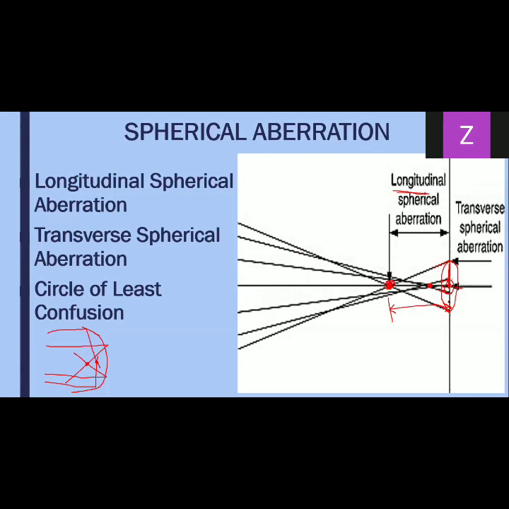A perfect image, but we are getting a circular image. So there will be one such circle which has the least diameter of all. मतलब assume करो ये एक circular image हुआ, ये अंदर वाला एक circular image हुआ, ये भी है, ये point नहीं है, it's a small circle which is getting formed. So what is circle of least confusion? The circle of least confusion is the circular part which has the smallest diameter.